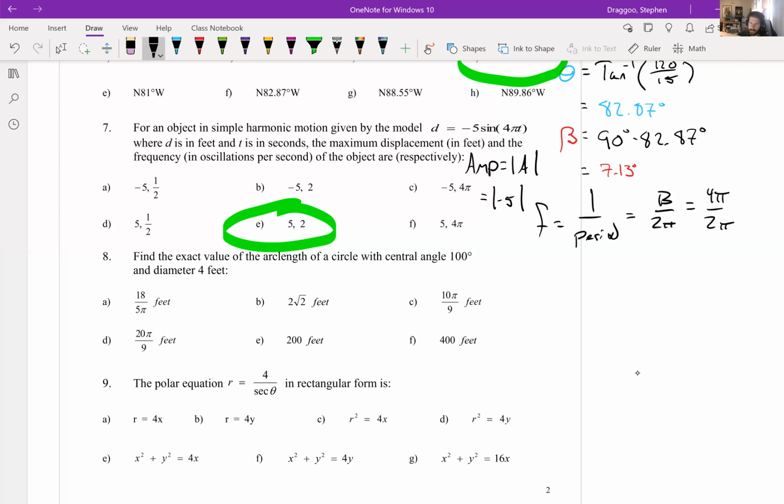Because the maximum displacement is just going to be the same thing as the amplitude. Then number 8, we need a couple of things. We need to know the radius, which in our case should be 2, since we're given a diameter of 4 feet. And we also need theta, but theta must be in radians.